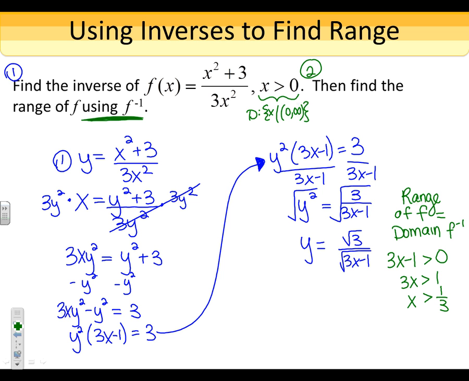So if the domain of f inverse is anything greater than 1/3, then the range of f is going to be anything greater than 1/3. Because the domain of f inverse is the same as the range of f. Okay. So pause on that equation. We're going to come back to that equation in class next time.